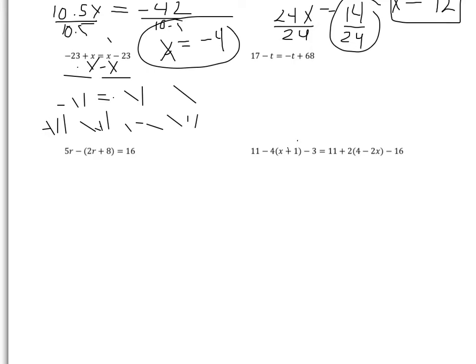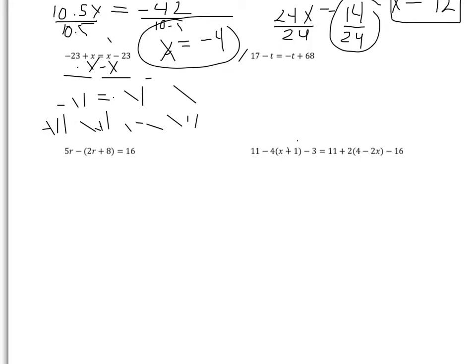And that is the solution. That is, you can put anything in for x that you want, and it's going to be true, because the variables went away and we got down to something that is clearly true. Now let's take a look at this one over here.